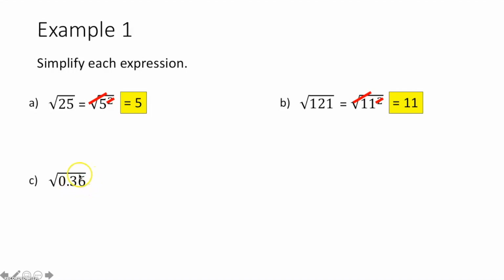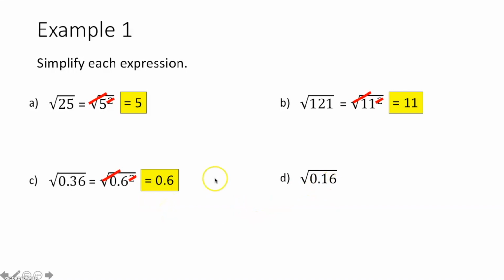The square root of 0.36, this one's a little tougher. Think about just 36. What number multiplied by itself equals 36? That would be 6. Well, since we have 0.36, it stands to reason that 0.6 squared would equal 0.36. So we're going to change that 0.36 to 0.6 squared. Now what we can do is cancel the radical and the square out, and we just are left with 0.6.